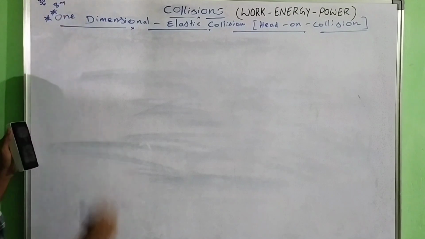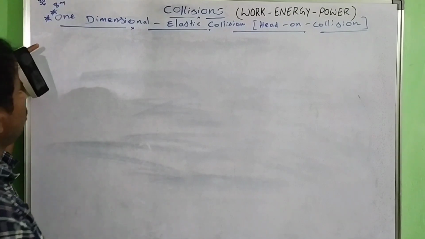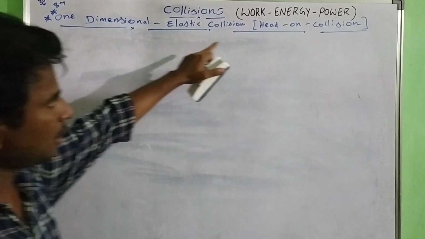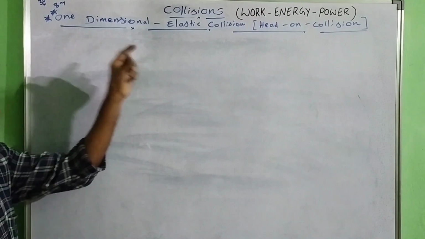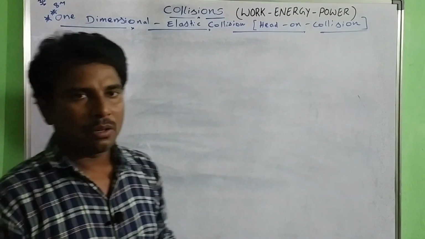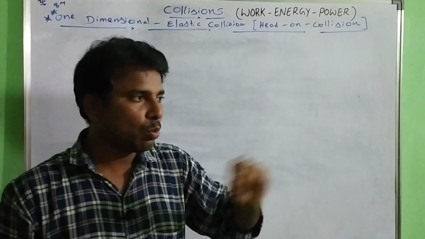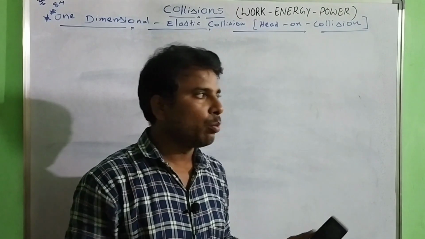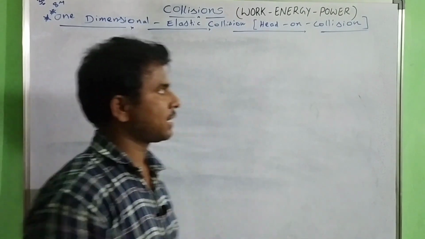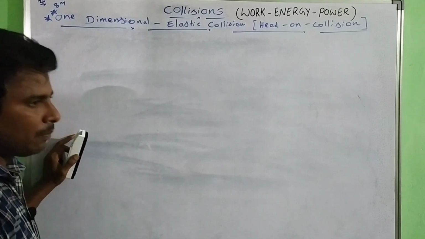This is an 8 marks question, most important. 4 marks and 8 marks. One-dimensional elastic collision or head-on collision means if two bodies are colliding with each other, the two bodies travel after collision along the same straight line path. Only momentum is exchanged between the bodies. That collision is known as one-dimensional elastic collision.